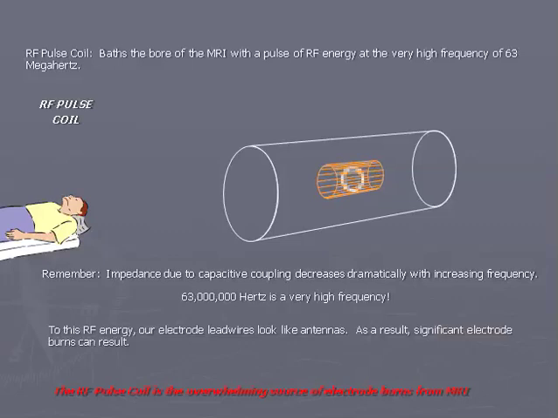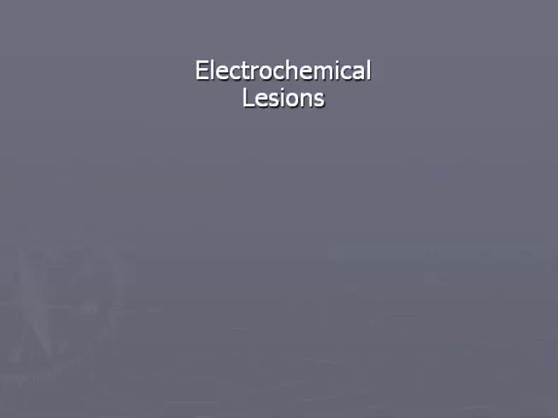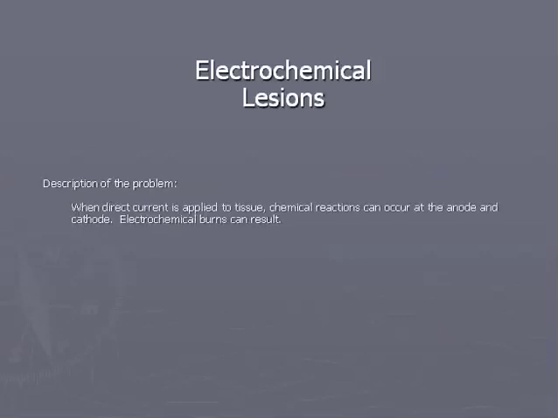Slide 22. In summary, MRI can create electrode-related electrochemical lesions from radio frequency electrical energy delivered from the very high frequency RF pulse coil. Slide 23. Next, let's discuss electrochemical electrode lesions. When direct current is applied to tissue, chemical reactions can occur at the anode and cathode. Electrochemical burns can result. How do these burns occur?